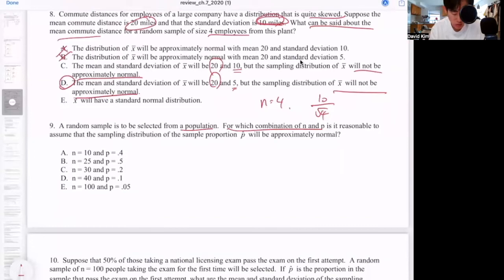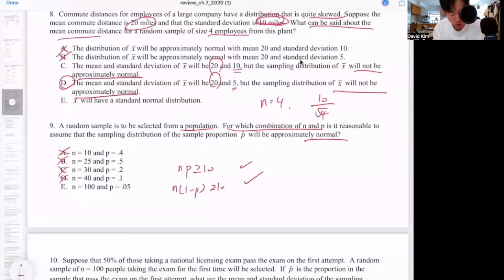Number 9: a random sample is to be selected from a population. For which combination of n and p is it reasonable to assume that the sampling distribution will be approximately normal? Make sure that you check both conditions in order to assume normality. I believe that this one will not work. Neither will this one. Neither will this one here.